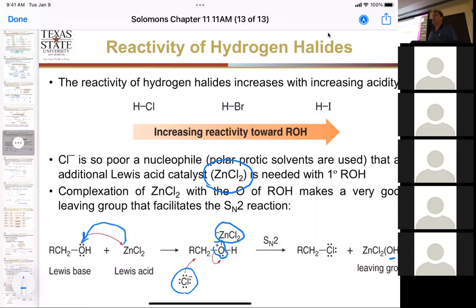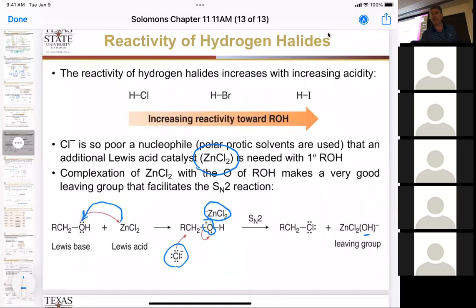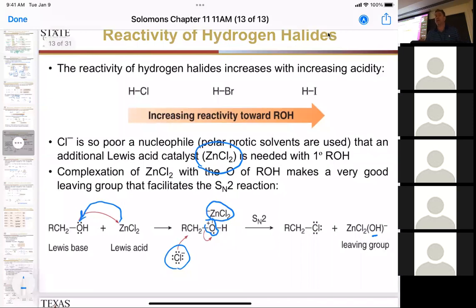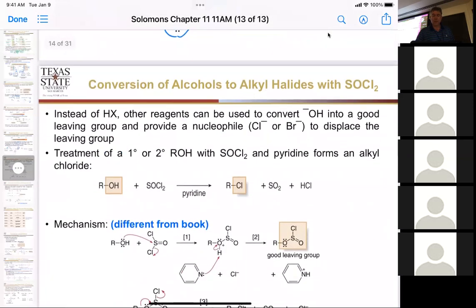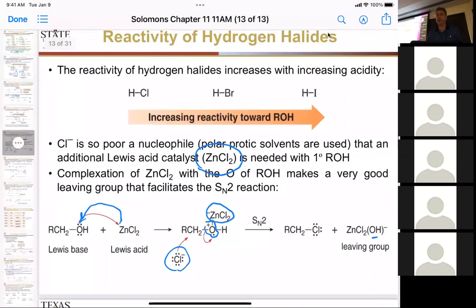It's still an SN2 reaction. It's still a primary alcohol when you start, but the zinc is helping the reaction go and makes the SN2 reaction happen faster, okay? This is not required for the secondaries and tertiaries because all you need to do is protonate your OH. Okay. So that's one way to do it, okay?